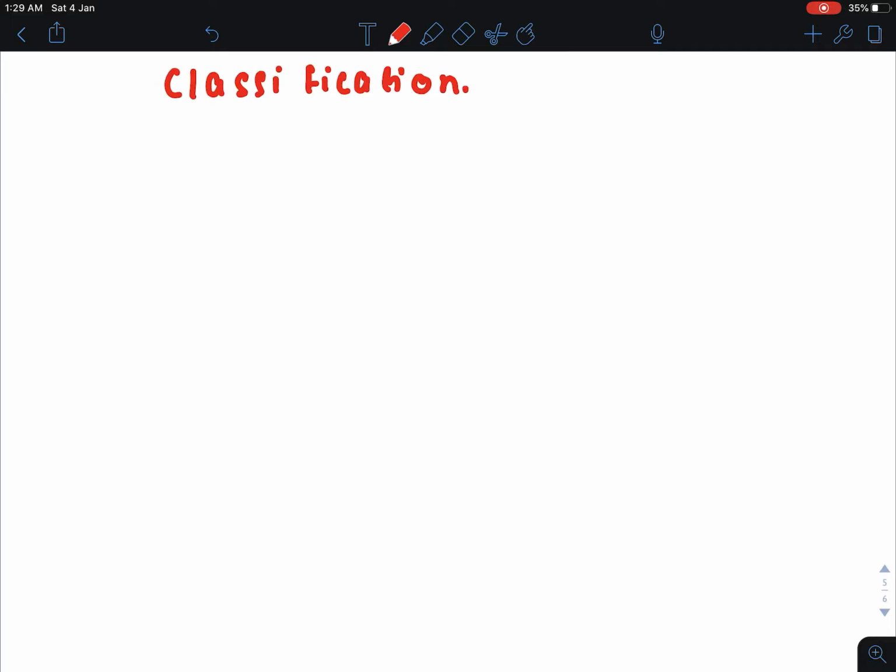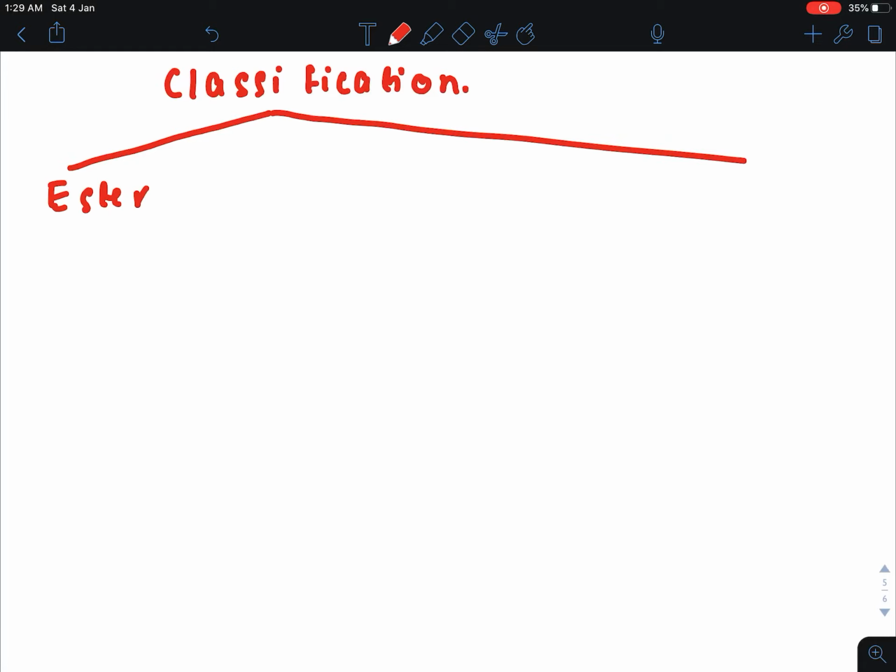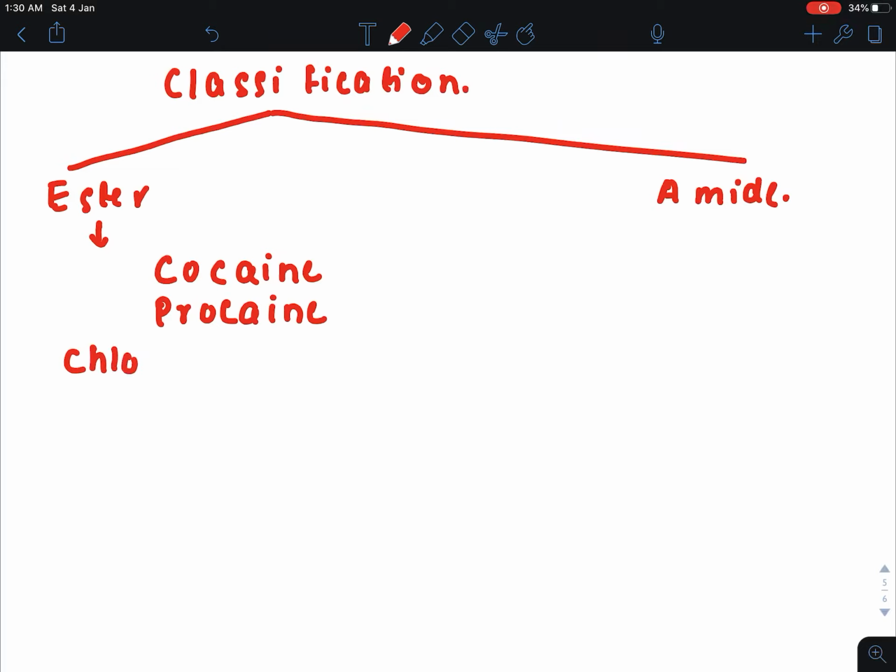In the classification of local anesthetic drugs, there are two groups: ester and amide. The ester group of drugs are cocaine, procaine, chloroprocaine, benzocaine, tetracaine.